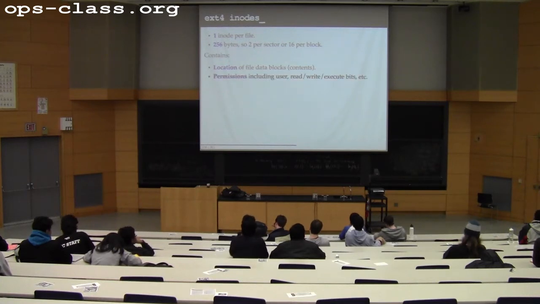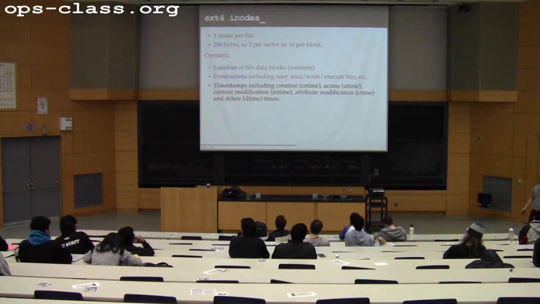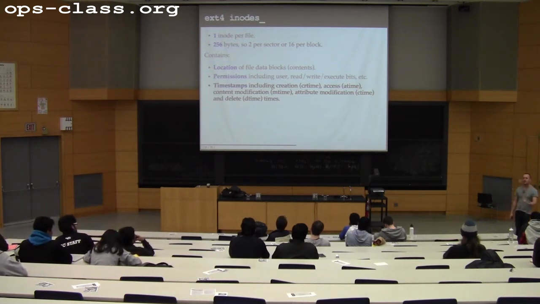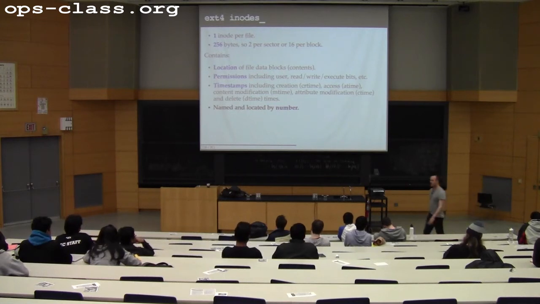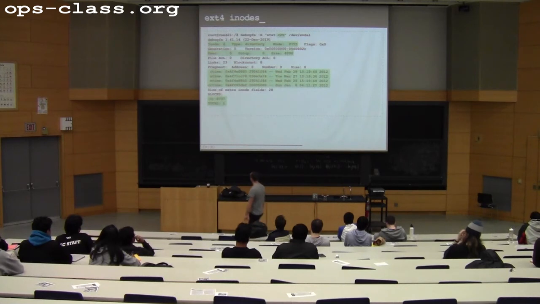The inode contains metadata like permissions and also timestamps. So creation time, modified time, other types of things, right? So this is all stored in the inode. And again, there is one inode per file. Like everything on your computer, inodes are named and organized by number. So there's no name in the inode. Each inode on the system has a number.